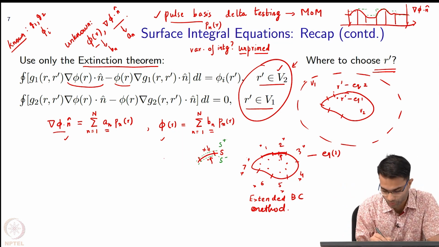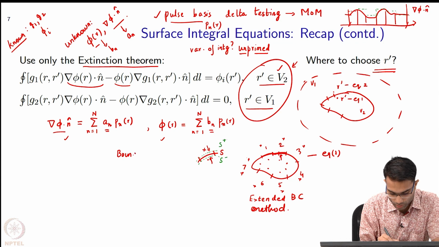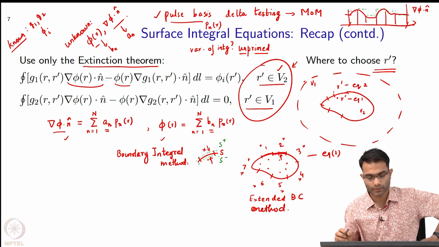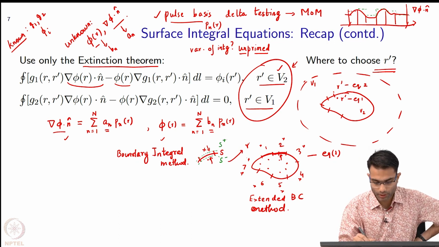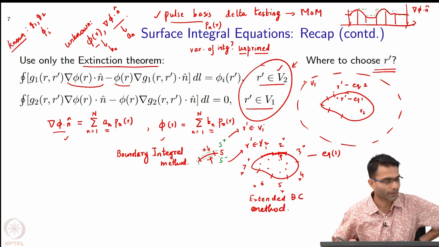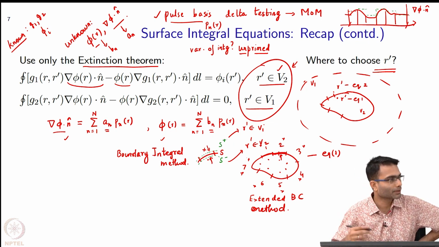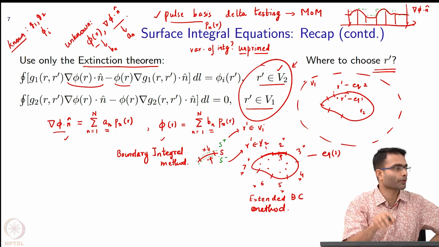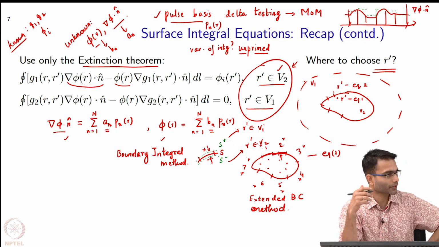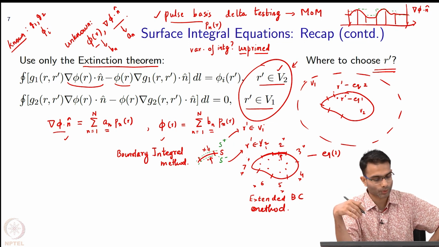So, this would be called the boundary integral method. S minus is for r prime belonging to V2 and S plus is for r prime belonging to V1. That is what we have done. Now, why I need to define this S plus and S minus will become clear as I go. I may as well just have said pick the midpoint. Why tell you about S plus and S minus? That will become clear as we go along.